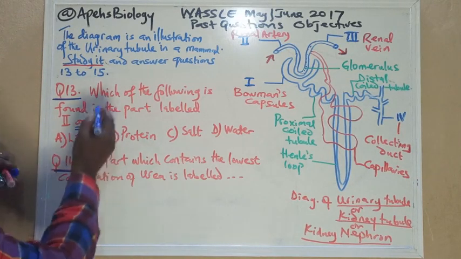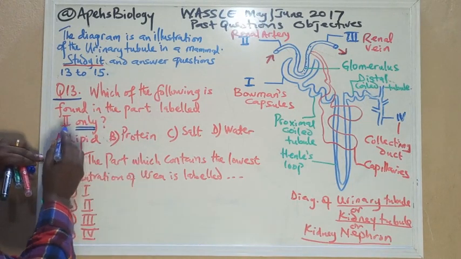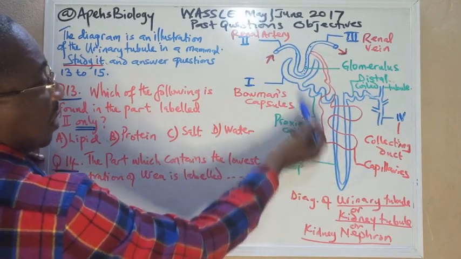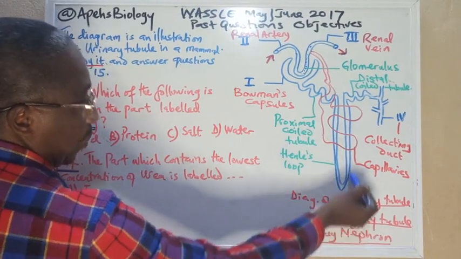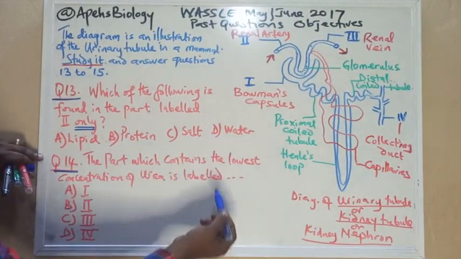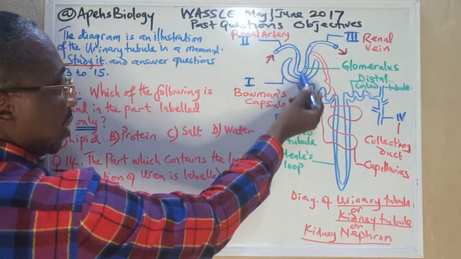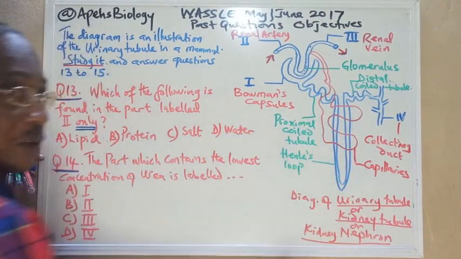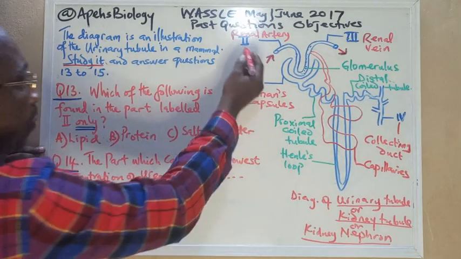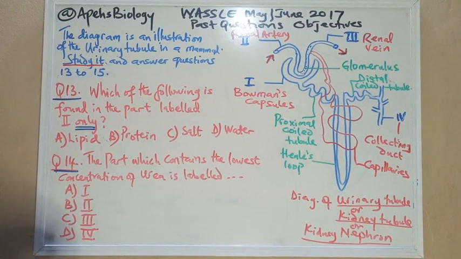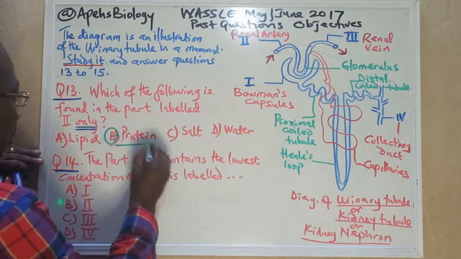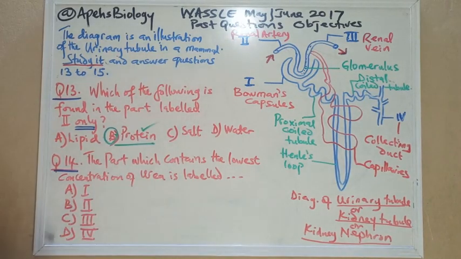Then they now said, which of the following is found in the part labeled 2 only? Salt. Definitely we have mineral salt inside the renal artery, and again we can also find salt inside the urinary tubule here, the hairpin loop. We can find salt. So it's not only there. Okay? Then what about water? We can find water again inside the renal artery, and then we can also find water inside this. So it's not only. So the one that is found only inside number 2, our correct answer, as you can follow me in this conversation, is no other than protein. So protein is our answer, and that is what you should shade in the examination.